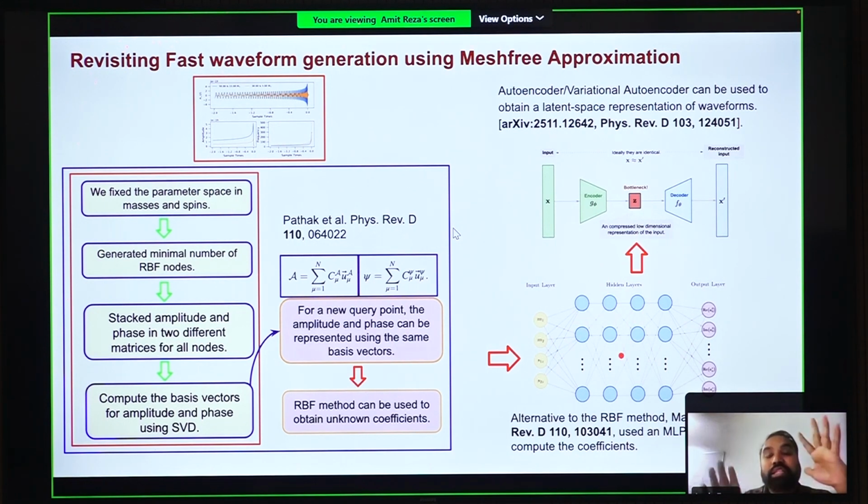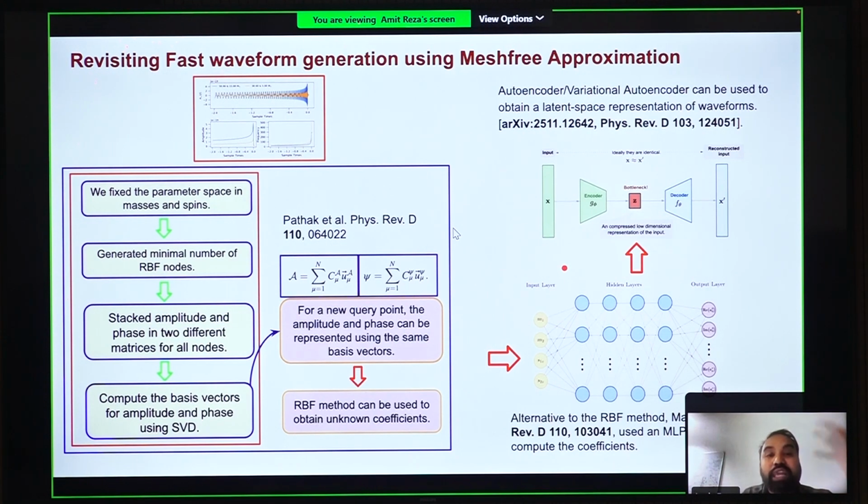So this is a simple way to replace the SVD part, an alternative to the SVD part of your classical setup. If I summarize the entire thing, in the classical setup we have singular value decomposition and the radial basis function, whereas in the machine learning setup we have a similar kind of setup where we can replace the RBF with the multi-layer perceptron, or you can replace the SVD with an autoencoder or the variational autoencoder.